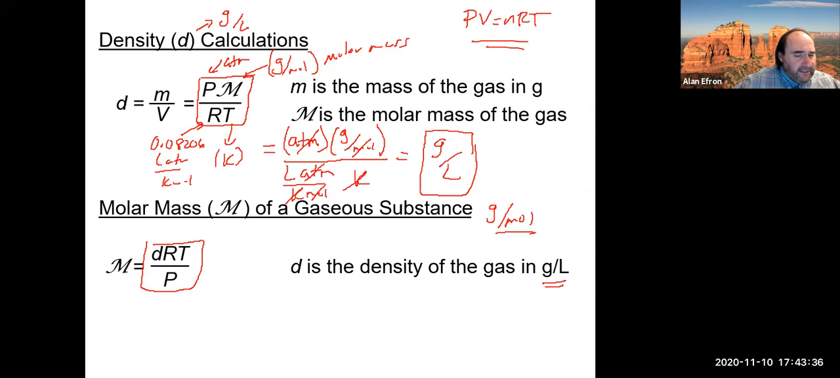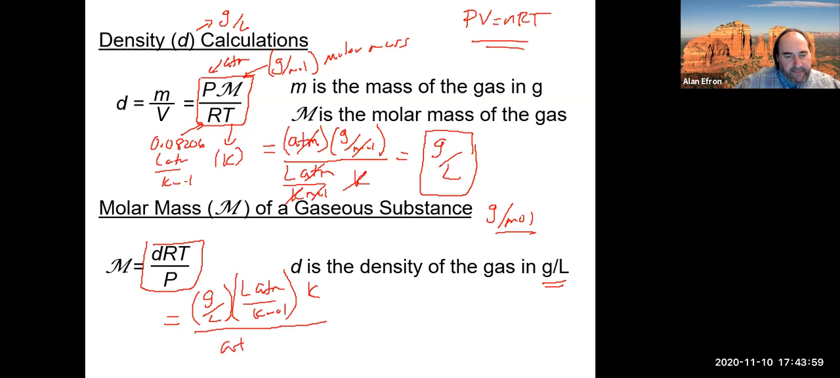Everything else here is pretty much the same as above. R is our gas constant, T is our temperature in Kelvin, P is our pressure in atmospheres. And again, if we just put in the units there, density would be grams per liter. Our R would be liters atmosphere per Kelvin mole, our T would be Kelvin, and our pressure would be atmospheres.